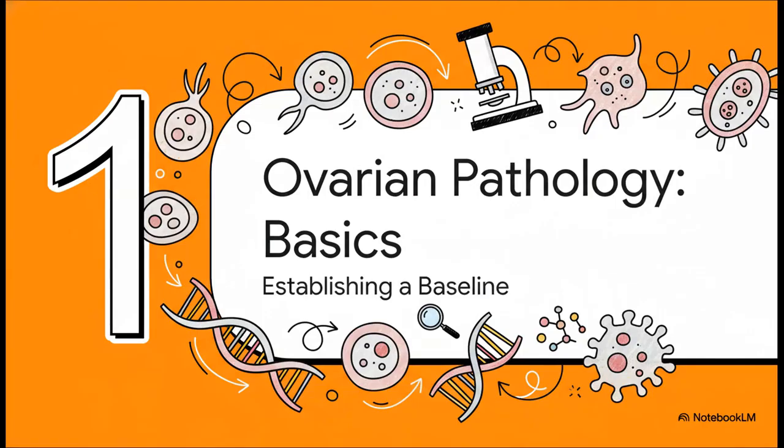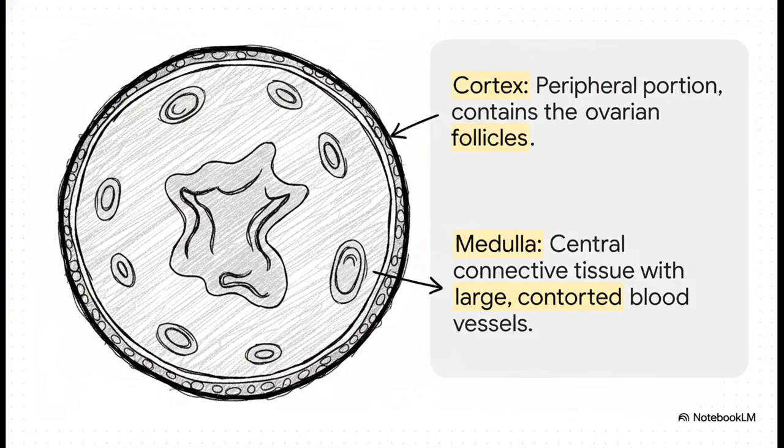Okay, first things first. You can't spot what's wrong if you don't know what right looks like. So let's lock in our baseline. It's a really simple but absolutely essential distinction. When you're looking at a slide of the ovary, you've got the outer cortex. That's where all the action is, with the follicles. And then you have the central medulla, which is basically the plumbing and support, full of those big, squiggly blood vessels. Getting your bearings here is always step one.